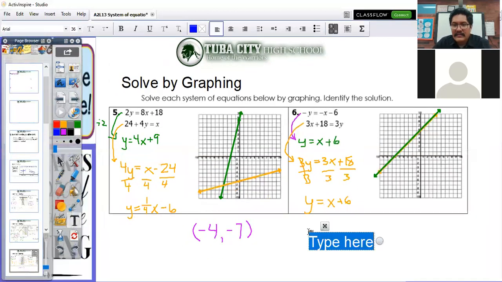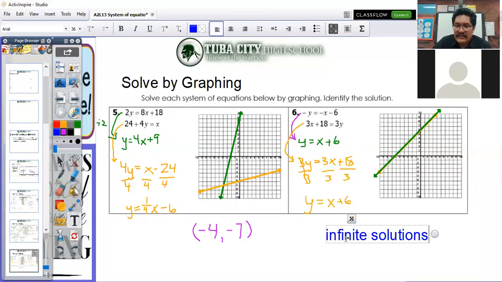And when this happens, we got infinite solutions. So both lines are overlapping, or sometimes we call it the same line, which means that they are going to be true anywhere along the line. Any number we pick, it's going to be the exact same thing for both of them. So there you go, there's one case.